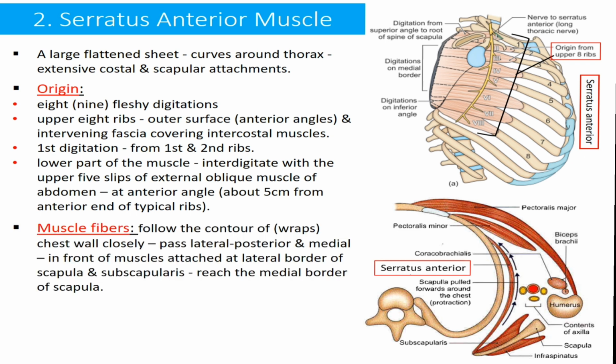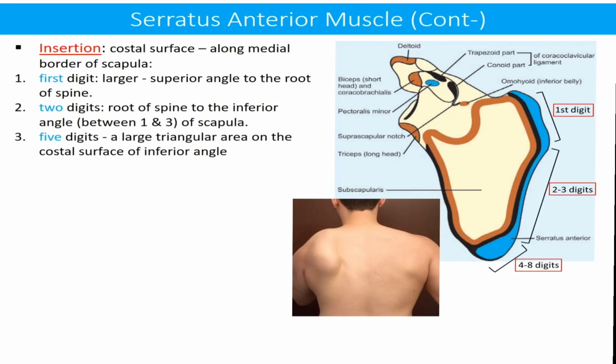The muscle fibers of the serratus anterior follow the contour of the chest wall closely. That is, they wrap the chest wall. They pass lateral, posterior, and medially in front of the muscles attached at lateral border of the scapula and subscapularis, and ultimately reach the medial border of the scapula. Serratus anterior muscle is inserted along the medial border of the scapula on the costal surface.